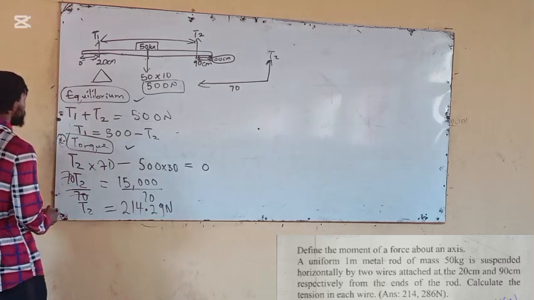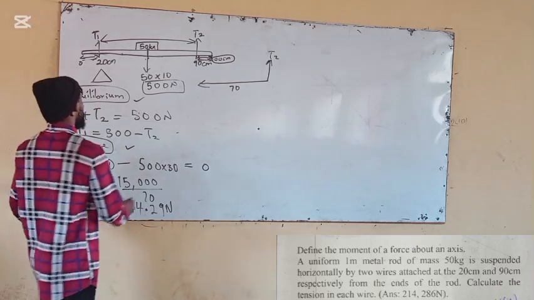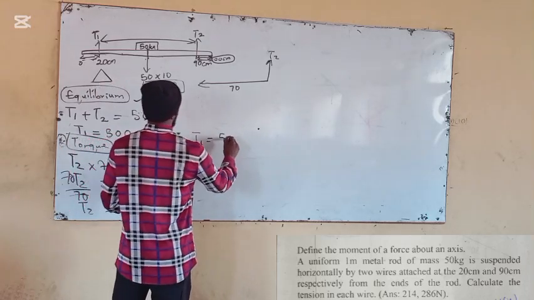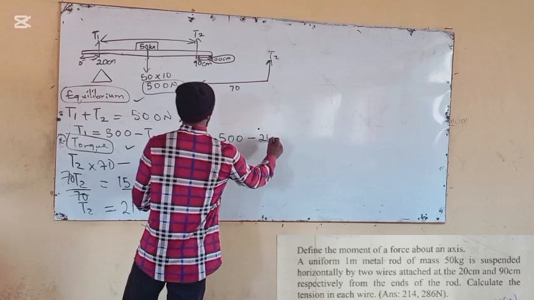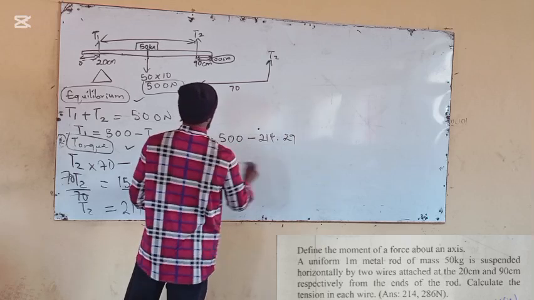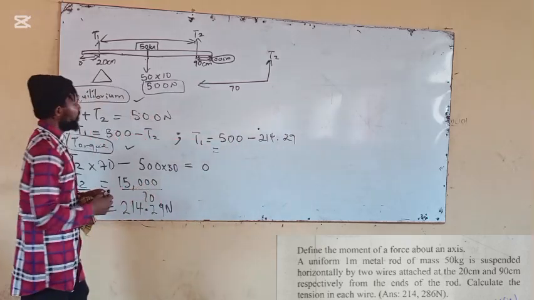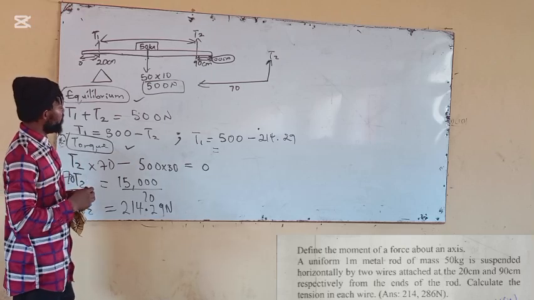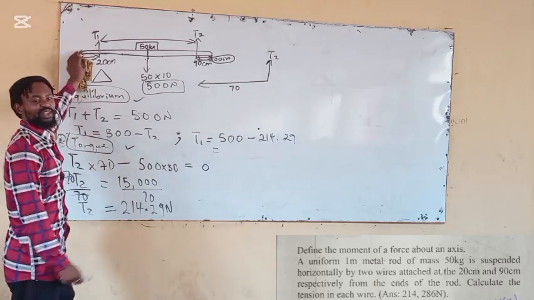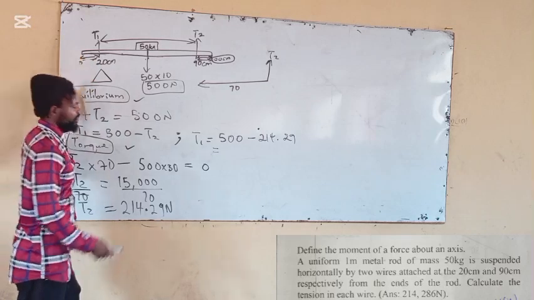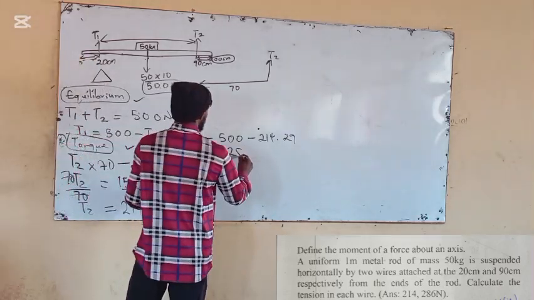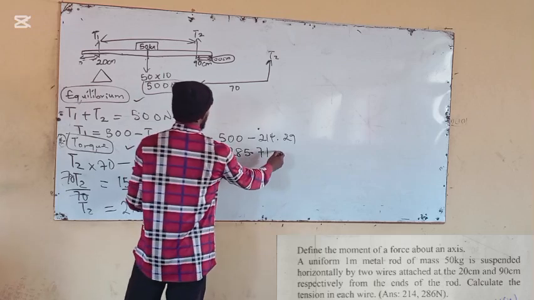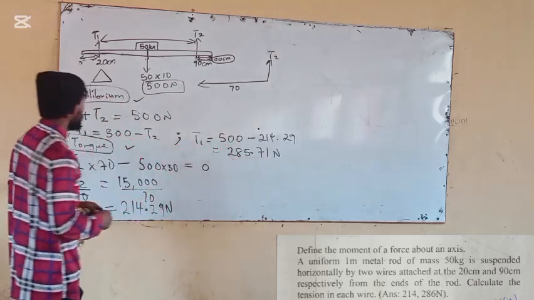That means that I can go back to my T1 and say that T1 is actually equal to 500 minus 214.29. What is the answer? Let me see what you have. 285.71, and it's going to be in Newton. Yes. We are configuring this first method.